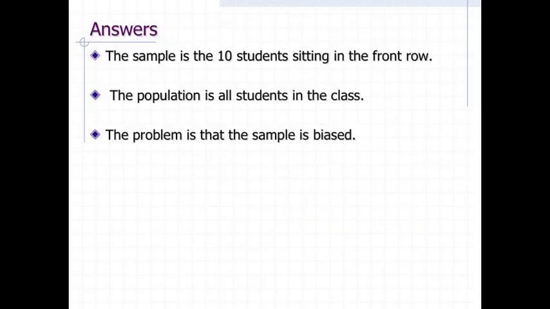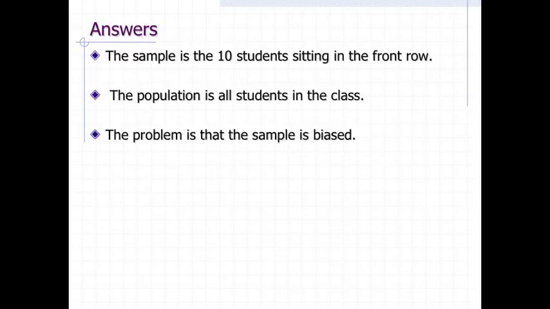The sample is the 10 students sitting in the front row. The population is all students in the class. The problem with choosing this sample is that it is biased. Those who sit in the front of the row tend to be more interested in the class and tend to perform higher in the class than the students who sit in other places in the classroom. Thus, the sample may be performing much better than the population. If the substitute teacher puts every student's name in a hat and randomly chooses 10 names out of the hat, the sample would not be biased.